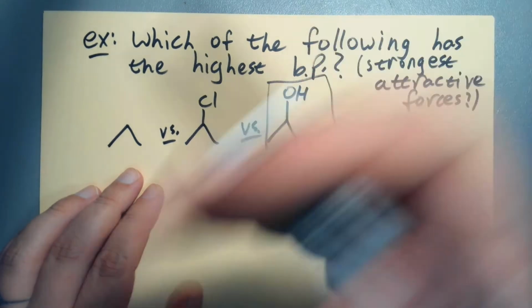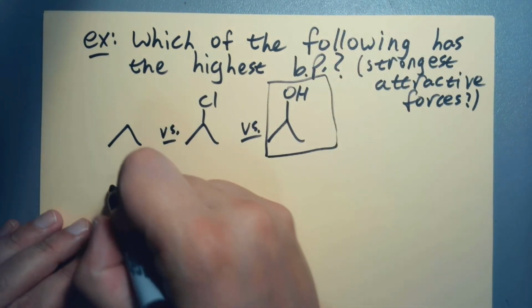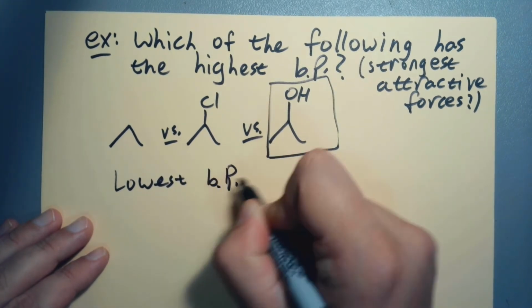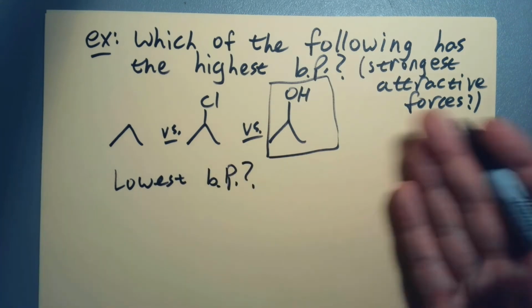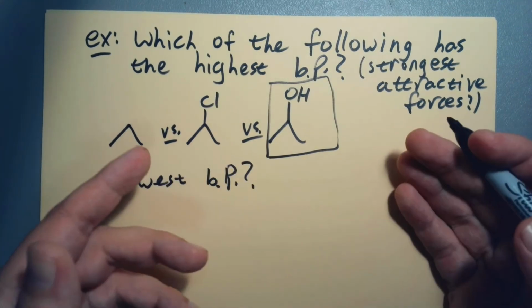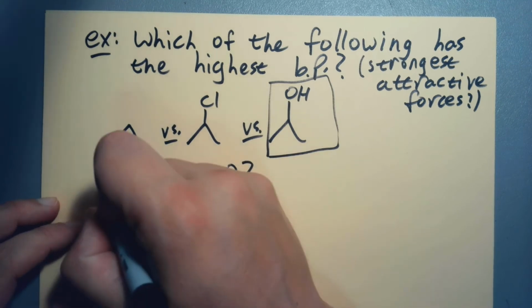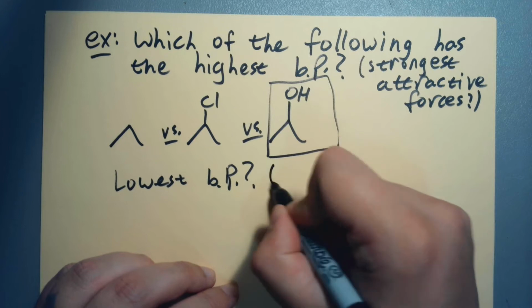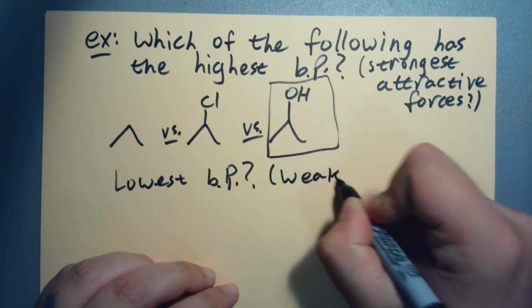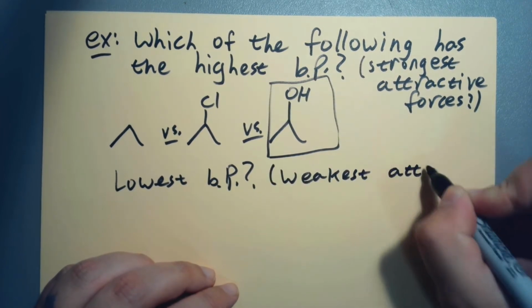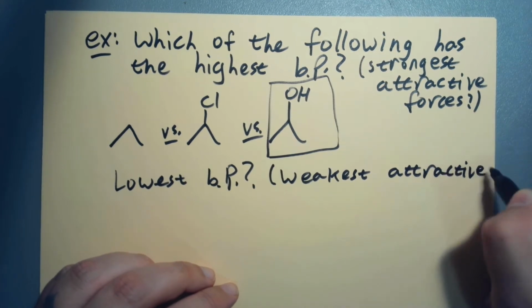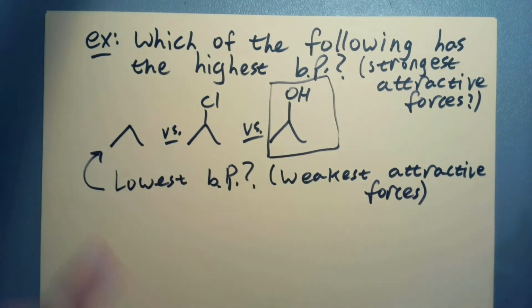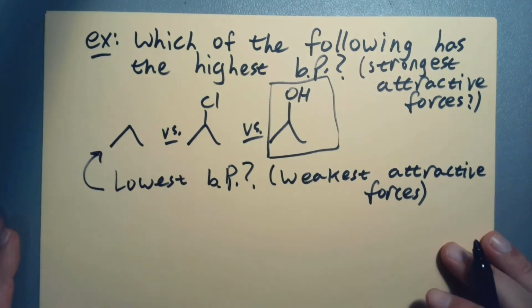I can also flip this on its head a little bit. I can say, well, what has the lowest boiling point? Which has the lowest boiling point? I'm going to be lazy. I'm not even going to draw more molecules. So which of these 3 has the lowest boiling point? Well, again, let's peel back the onion before I answer it. What am I asking here? Well, I'm asking for the weakest attractive forces. Which is the one with dispersion. Okay?